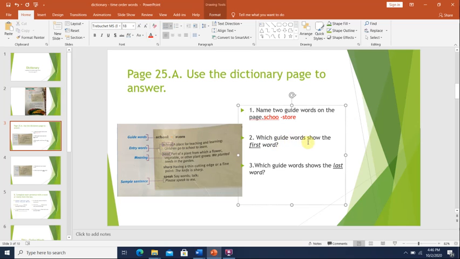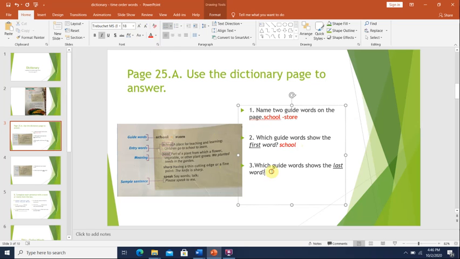Okay, question number 2. Which guide word shows the first word? The guide word on the left. So the guide word on the left shows you the first word. The first word on the page, as you see here, is school. So the first guide word is on the left. So here we will write school. School is the first guide word.